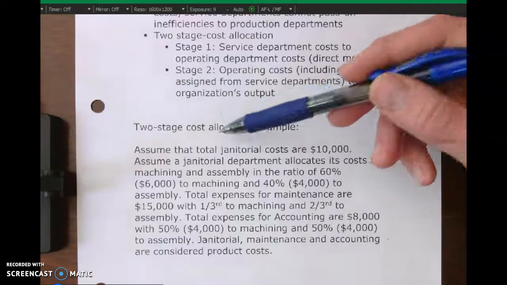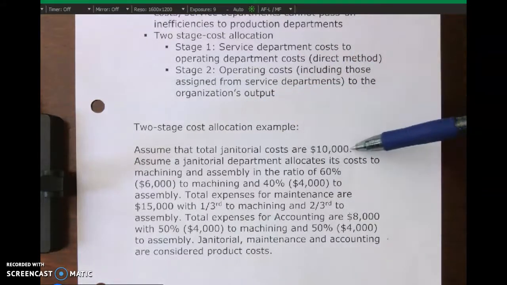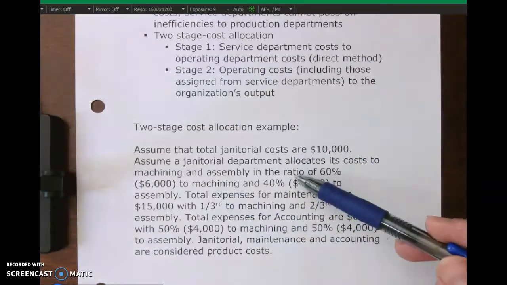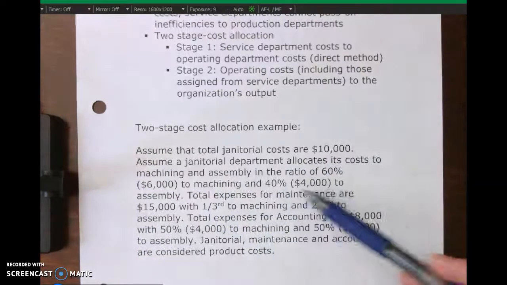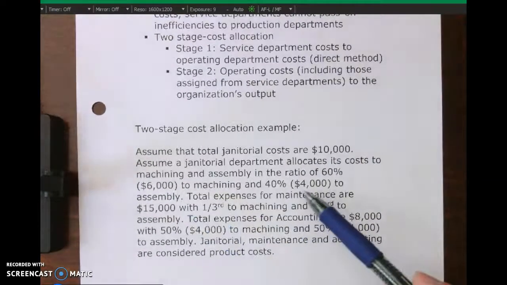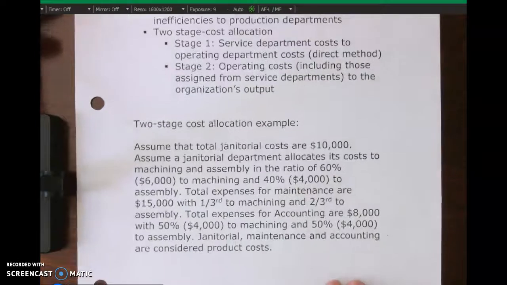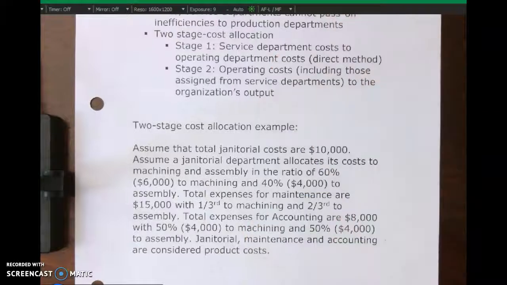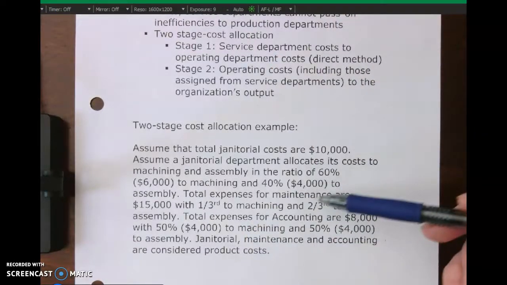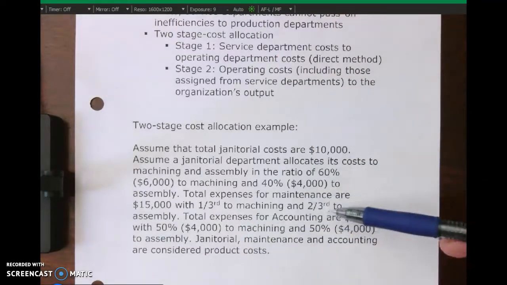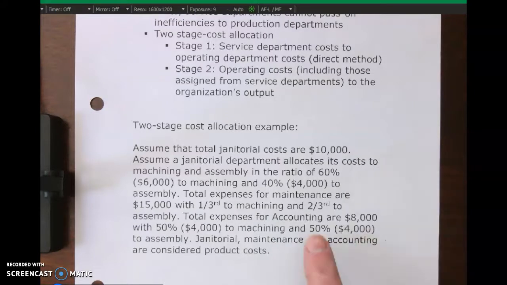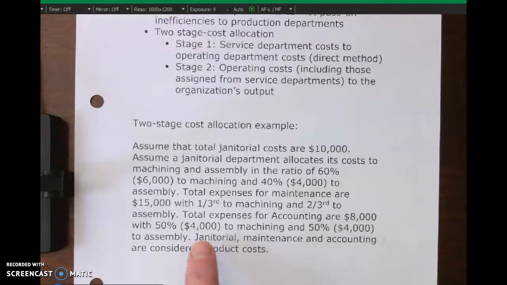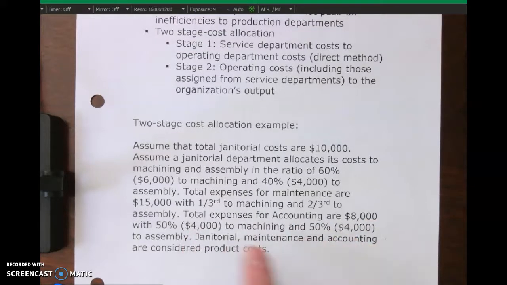So an example would be, assume we have our total janitorial costs of $10,000. Assume that janitorial allocates its costs to machining and to assembly on the basis of 60 and 40. So that would be $6,000 to machining and then $4,000 to assembly. Then we also have a maintenance department. Remember, janitorial and maintenance are both service departments, okay? Maintenance department has $15,000. 1/3 goes to machining, 2/3 goes to assembly. And then in accounting, that's also the third service department. Their expenses are $8,000, and they go 50% to machining, 50% to assembly.